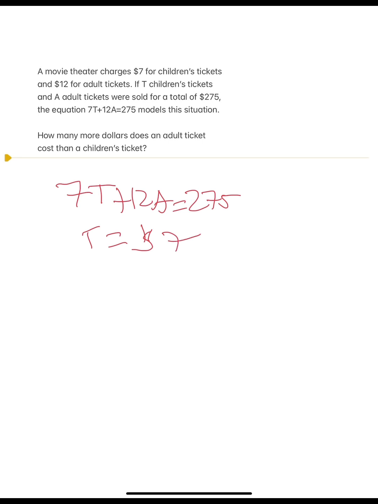So again, one of the best things to do in a problem like this is simply rewrite the equation. We have 7T plus 12A equals 275, where T equals children's tickets and A equals adult tickets. From here, we can identify the price per ticket for each one. Children's tickets cost $7, so T is equal to $7, and adult tickets, A, equal $12 per ticket. From here, we just need to find the difference in price. We subtract children's ticket prices from adult ticket prices, which is simply 12 minus 7, which equals 5. So an adult ticket costs $5 more than a children's ticket.